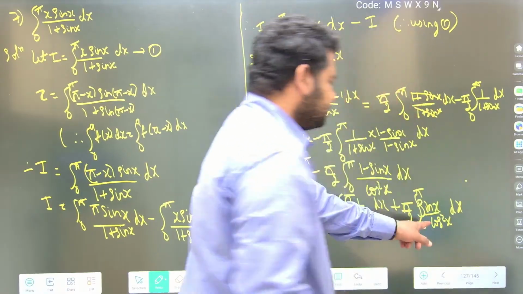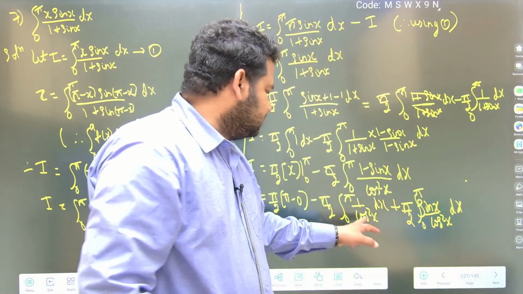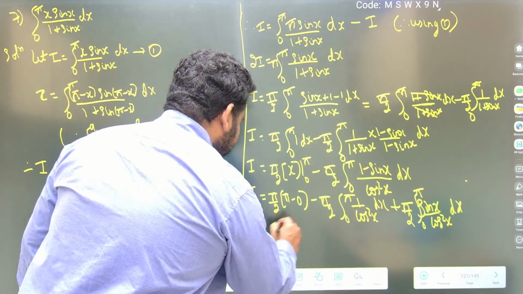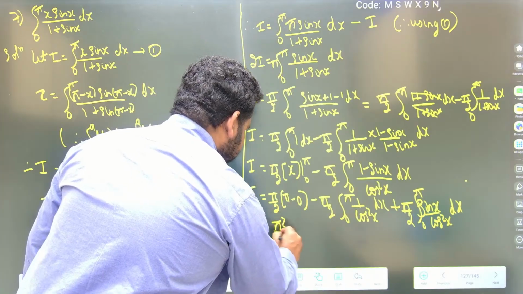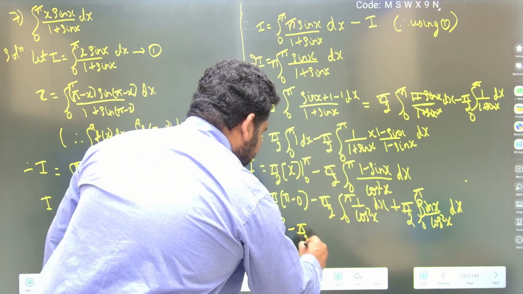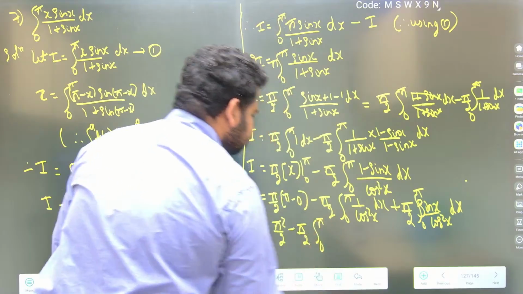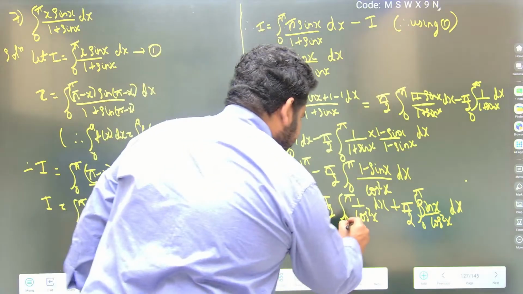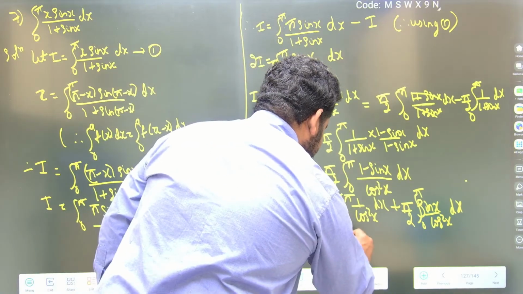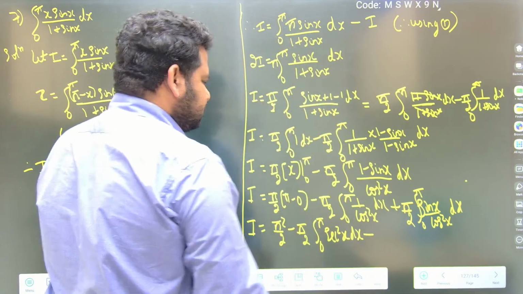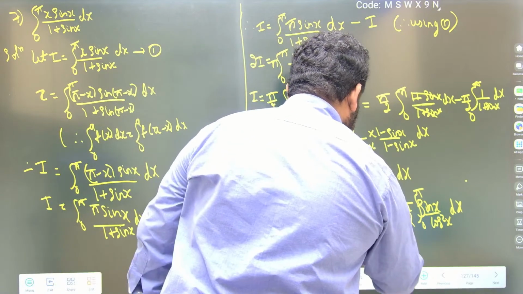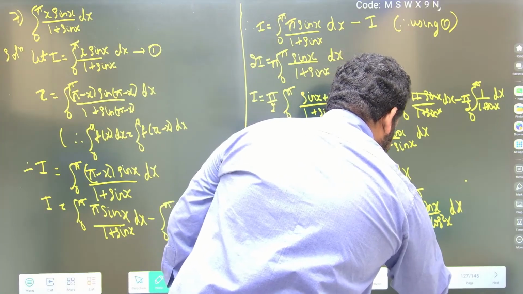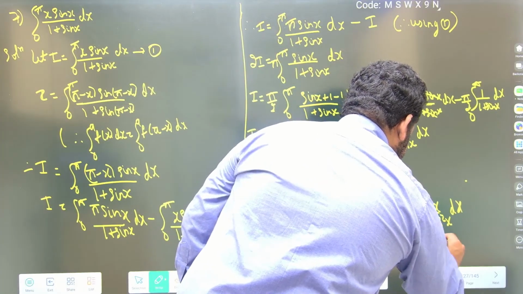So sin x by cos x into 1 by cos x is secant x into tan x. This is 1 by cos square x is secant square x. So this will become what? I is equal to pi by 2 into pi, this will become pi square by 2 minus pi by 2 into integral of 0 to pi. What is that I have? 1 by cos square x is secant square x dx. Minus into minus is plus, plus pi by 2 into 0 to pi, sin x by cos x is tan x into secant x dx.